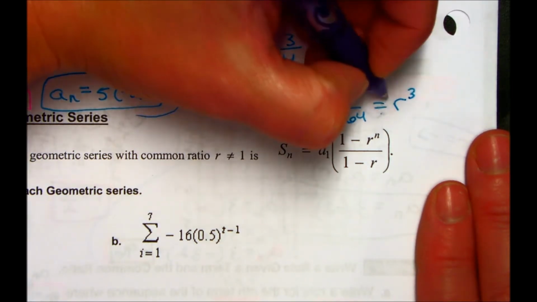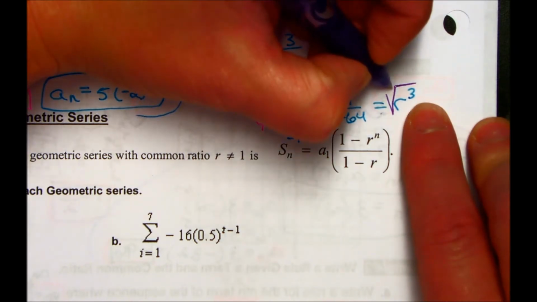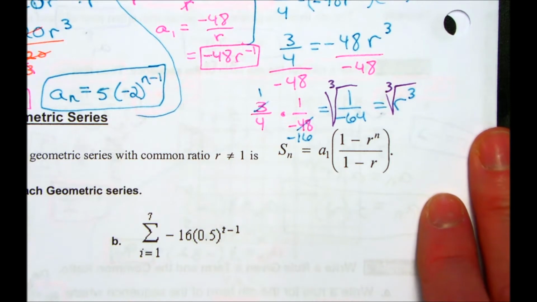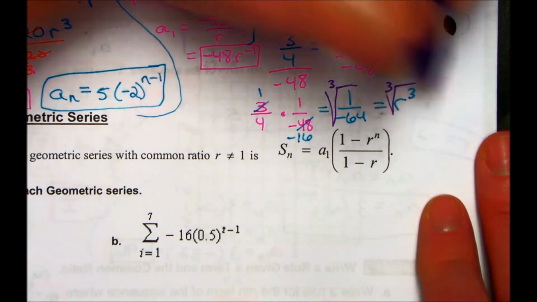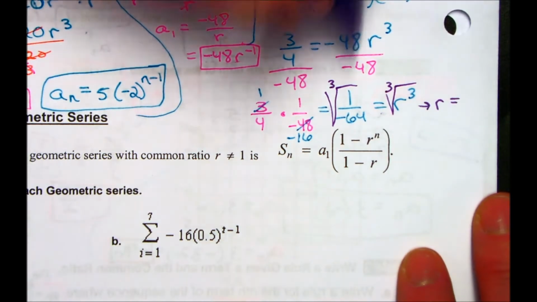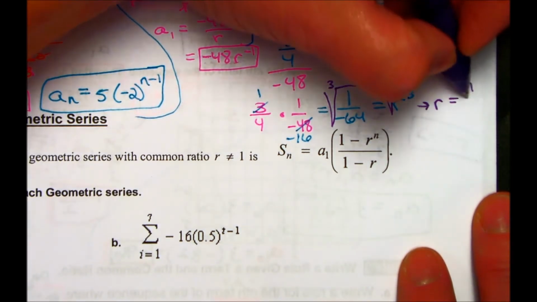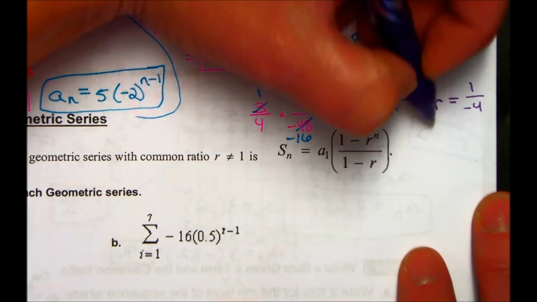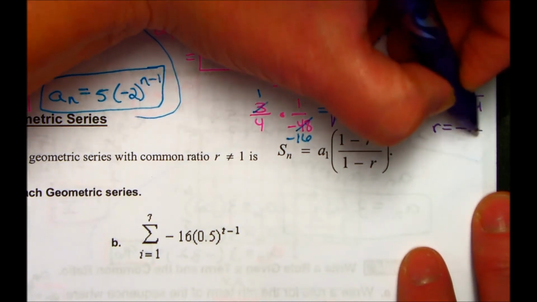So at this point now, again, we have to take the cubed root of r. Since it's a cubed root, we've only got one root. So that gives us r, which will equal the cubed root of 1 is 1. The cubed root of negative 64 is negative 4. So r is basically negative 1/4.